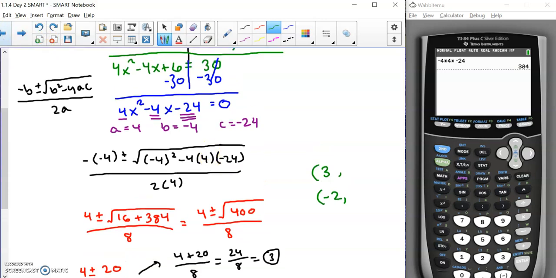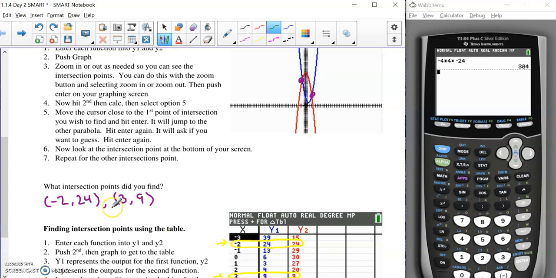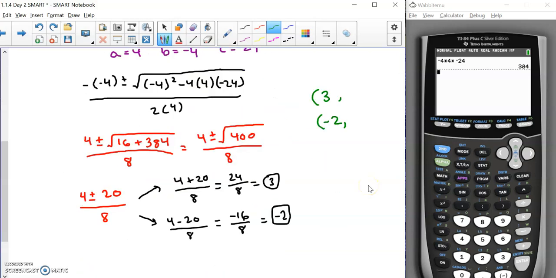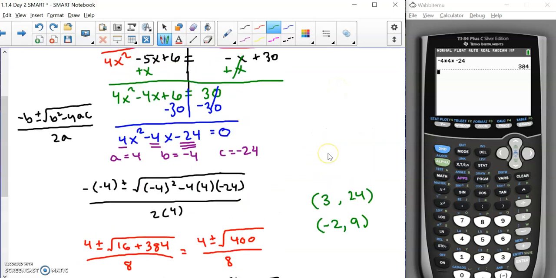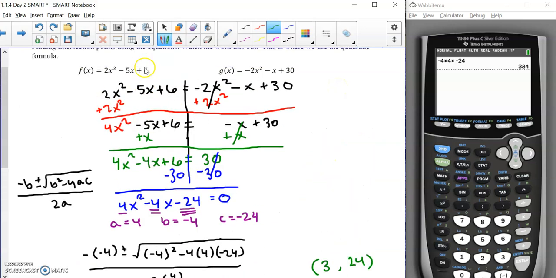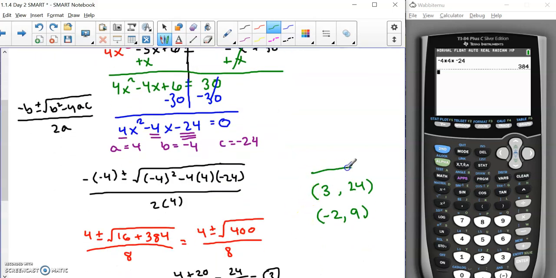Now, from our last page, we already knew that our intersection points are at negative 2, 24, and 3, 9. So we're not going to take the time to find those. But if we needed to, if we didn't already know this, all you need to do is plug your x value back into either one of these equations, right? And then you'll get the output, or the y value.